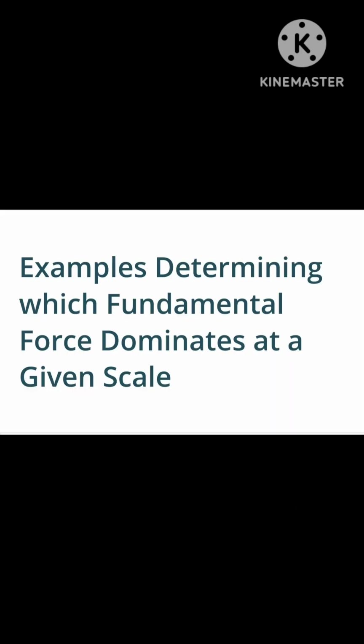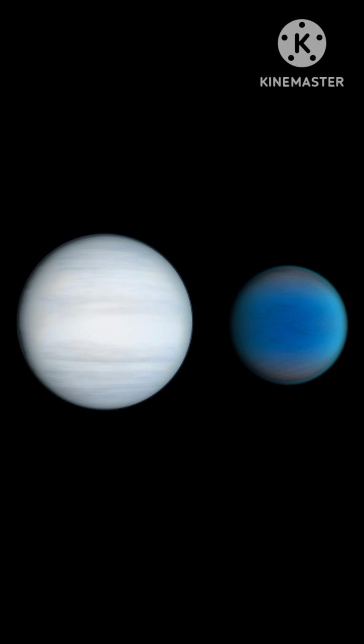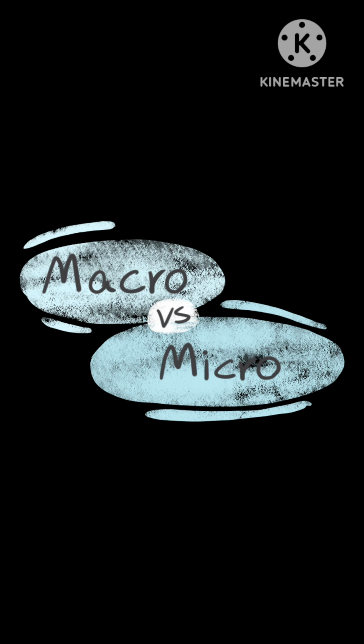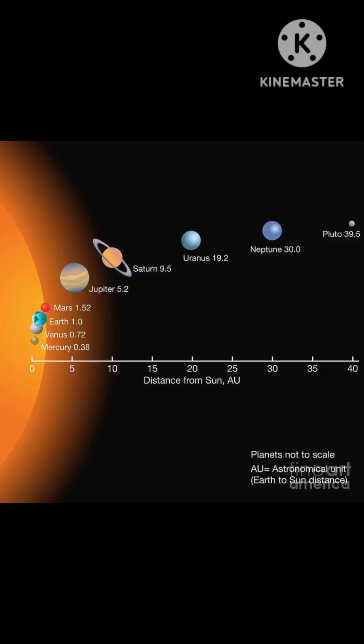Examples determining which fundamental force dominates at a given scale. Example 1. Two planets are 1.55 times 10 to the power of 8 km apart. Which force would dominate at this scale, gravity or the electromagnetic force? Step 1. Determine the distance between the objects in question. Is the scale a macro scale or a micro scale? The distance between the planets is 1.55 times 10 to the power of 8 km, which is a very large distance. This distance is at a macro scale.